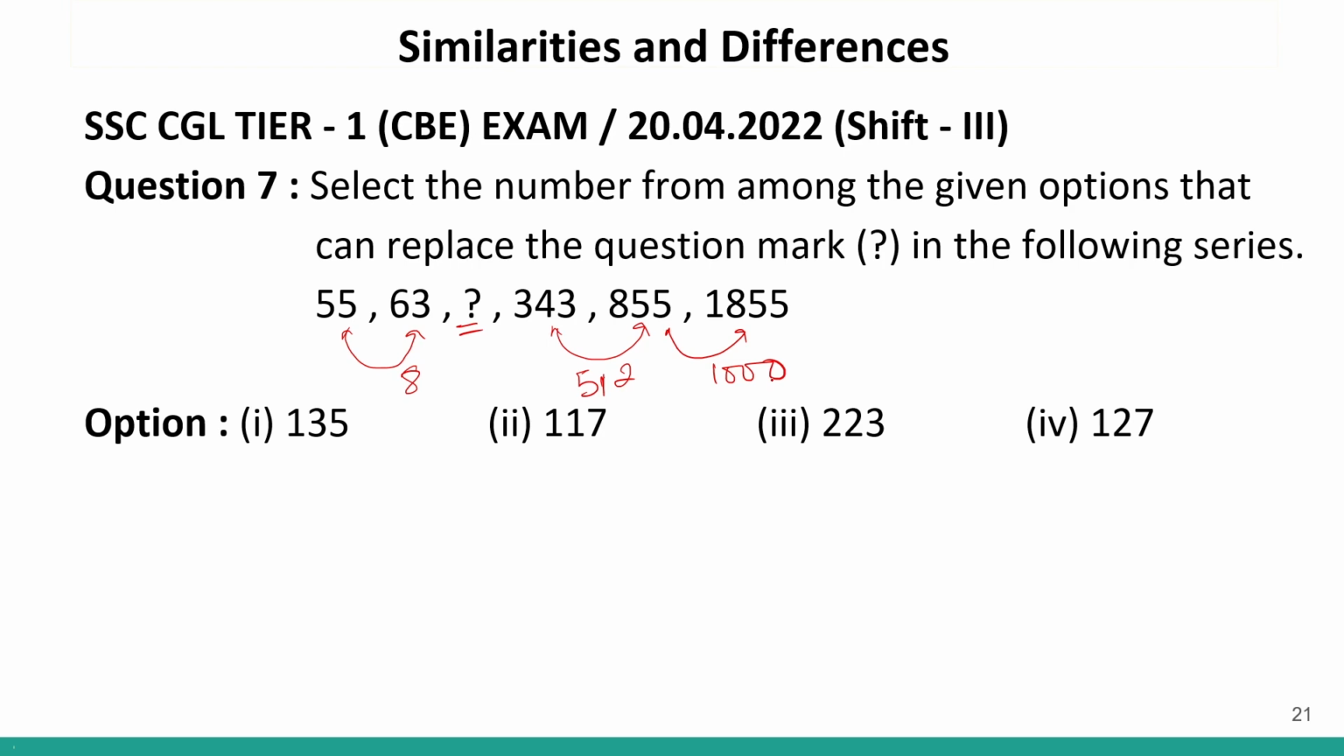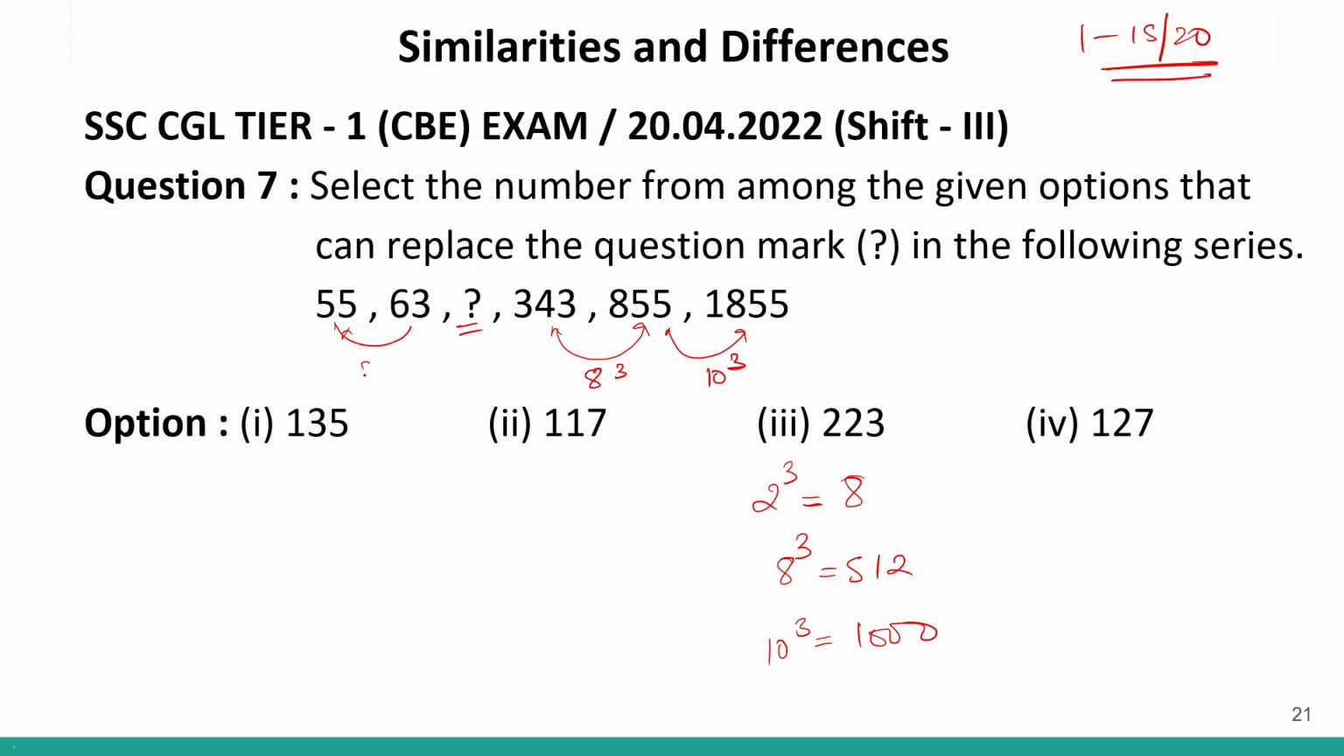Now if I look at these numbers, they look very familiar. 8 is cube of 2. Similarly, 512 is cube of 8 and 1000 is cube of 10. So I told you to remember cubes of at least 1 to 15 or 20. So in questions like this it comes in handy. So here I can see this is 8 cube, this is 10 cube. Let me write it like this. This is 10 cube, this is 8 cube, and over here the difference is 2 cube.